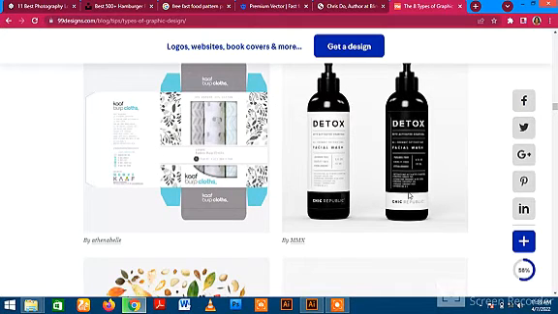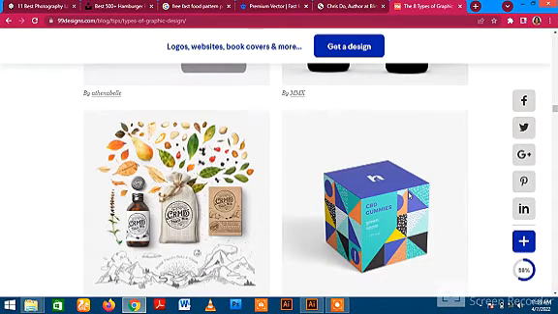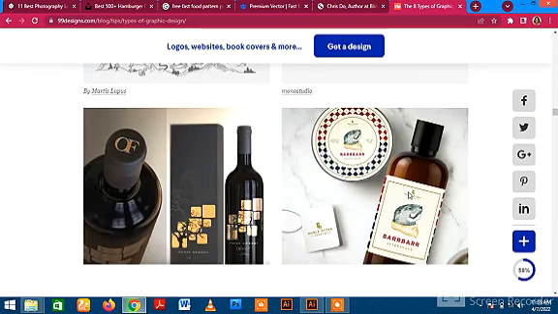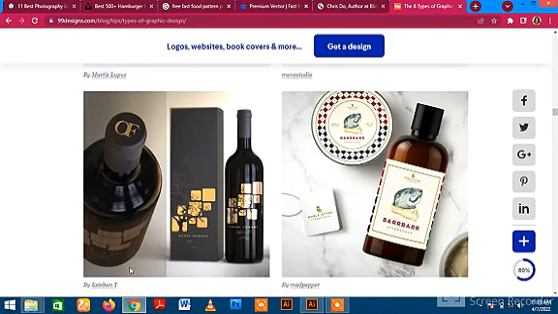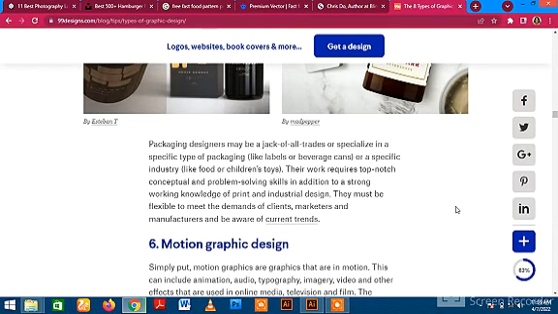And then let's also see this. Yes, this one is by X-Band. This is a very awesome wine package that was designed by Esther Banti, and it's very amazing. And so that's just about packaging design.